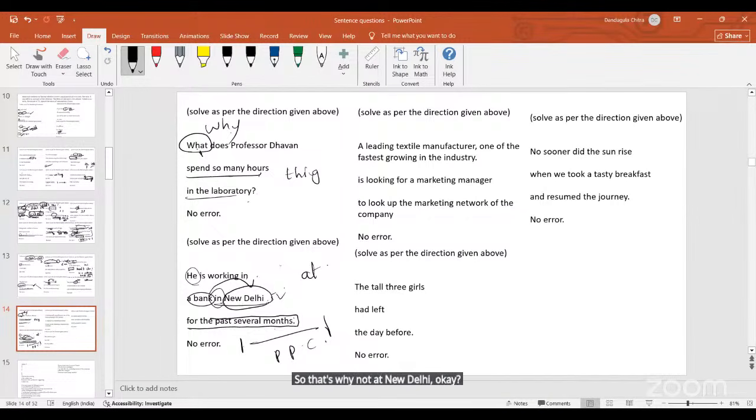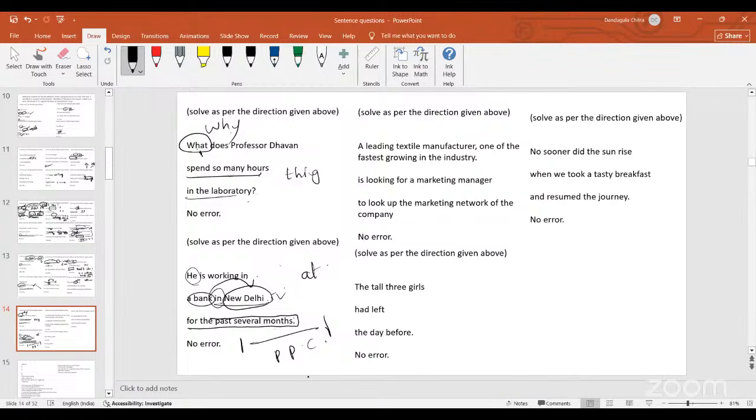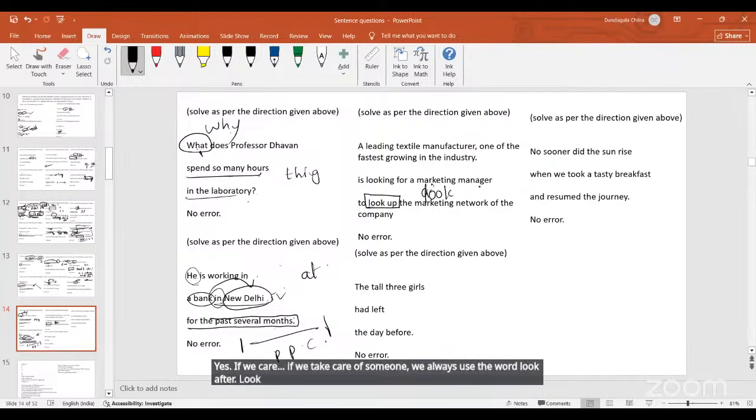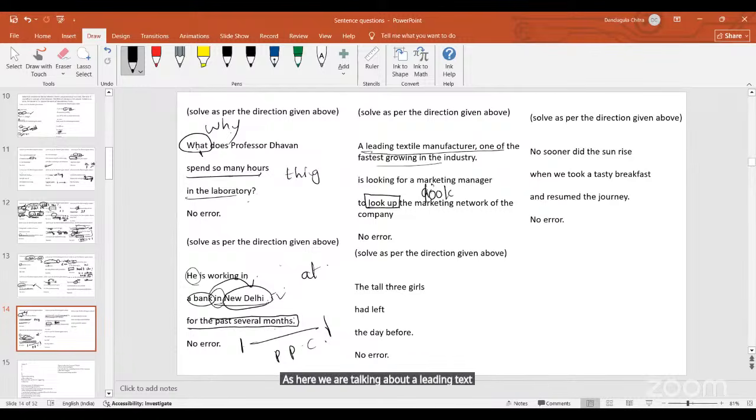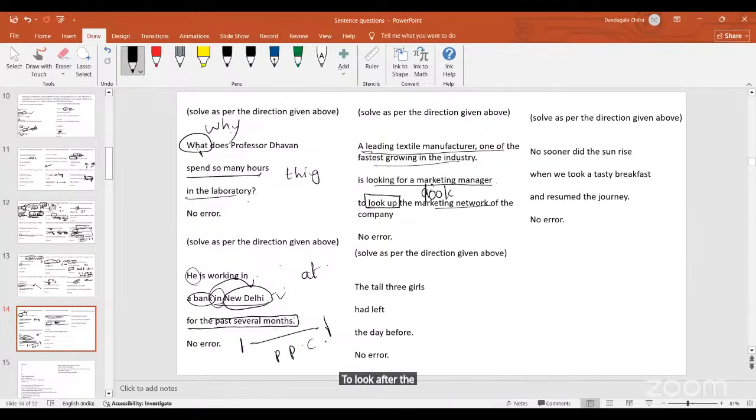Next. A leading textile manufacturer, one of the fastest growing in the industry, is looking for a marketing manager to look up the marketing network of the company. The error is in option C, sir. Look after, sir. Yes. If we take care of someone, we always use the words look after. Look after means to take care of something or someone. So a marketing manager to look after the marketing network.